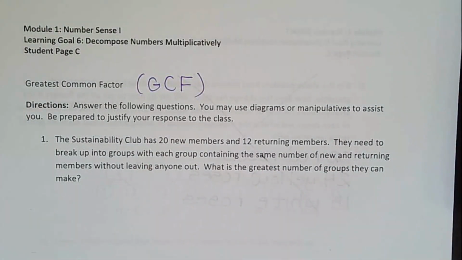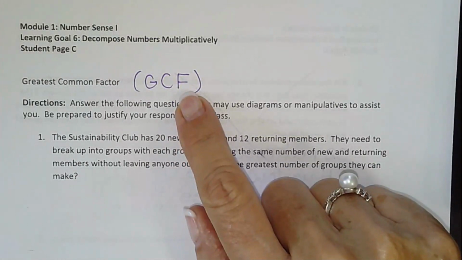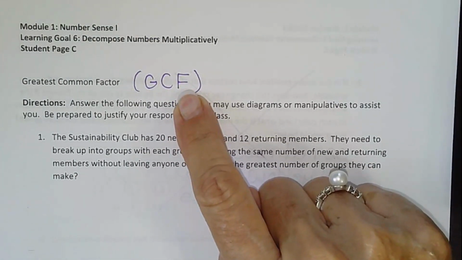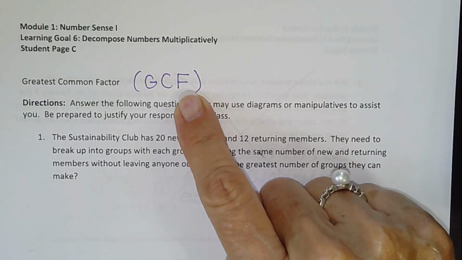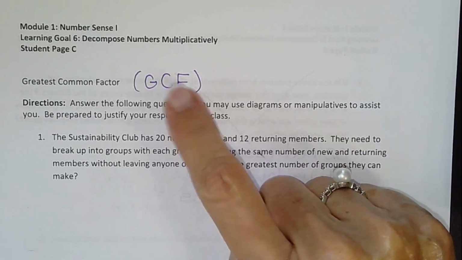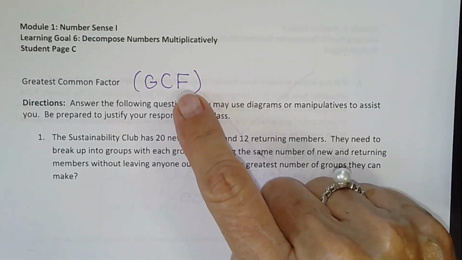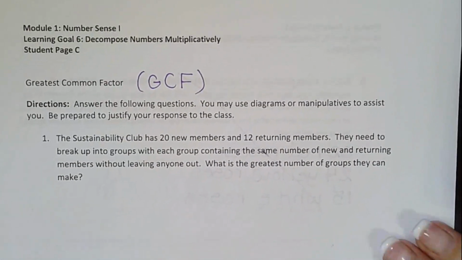And the reason I'm stressing the word is a lot of students go, oh, I always get GCF and LCM mixed up. Well, if you know your vocabulary, you shouldn't. Factors are numbers that go into other numbers. So the factors of 6 are 1, 2, 3, 6. 1 goes into 6, 2 goes into 6, 3 goes into 6, and 6 goes into 6. Those are the factors of 6.